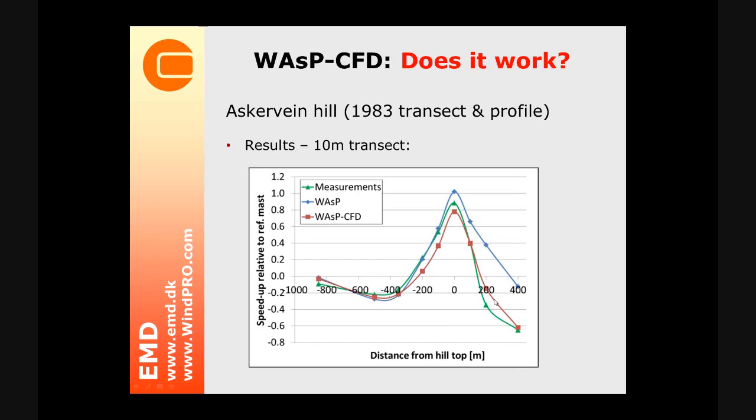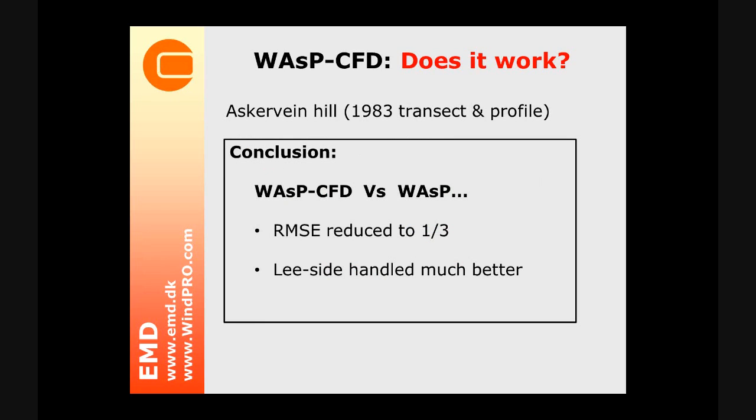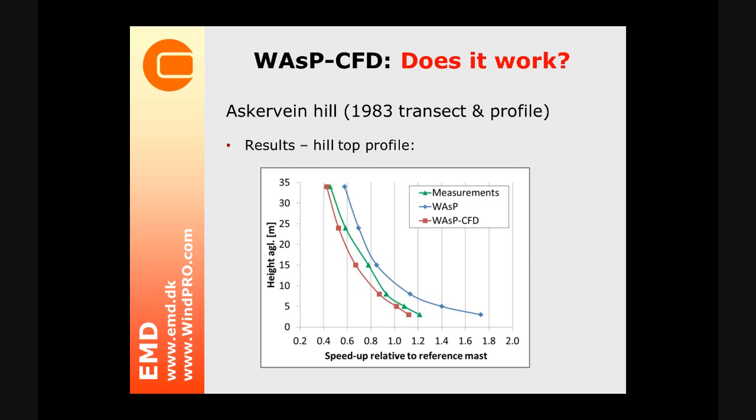But what turns out is that if you take the overall RMS error here and compare it, it's not very sensitive to this reference point. And what we see is that the RMS error is reduced to 1/3 when you compare the WASP-CFD speedups to WASP. And in particular, the lee side, where you have more of the nonlinear flow effects, is much better handled by WASP-CFD. So let's have a look at the hilltop results.